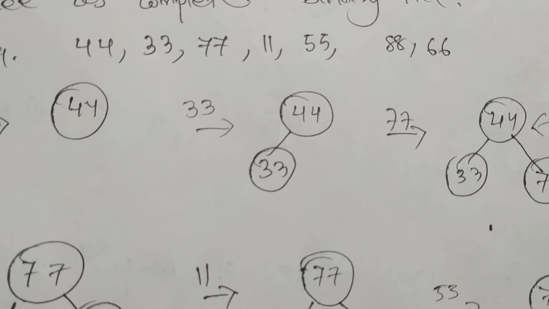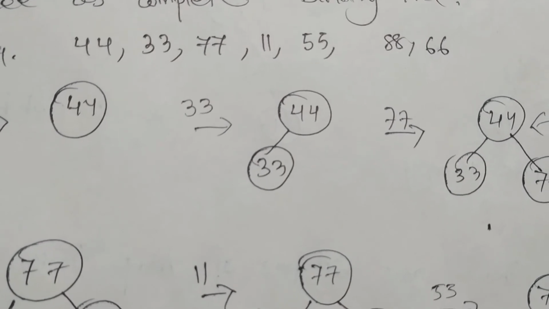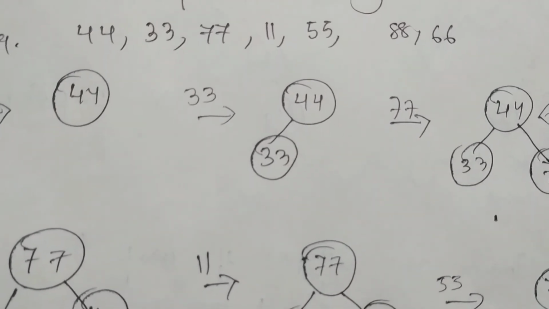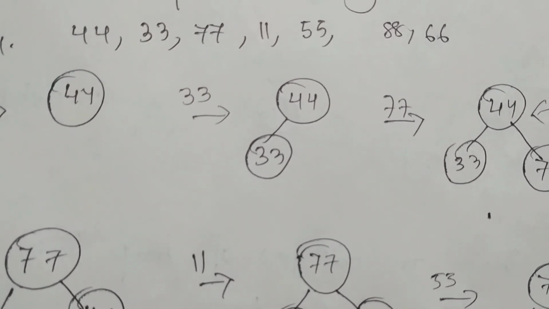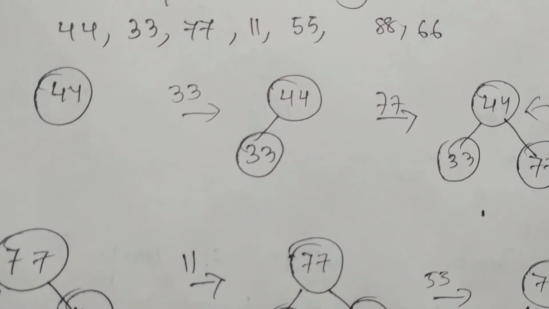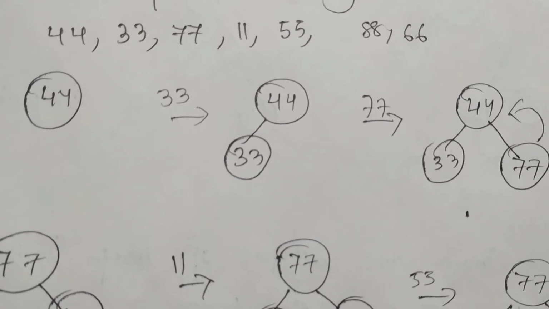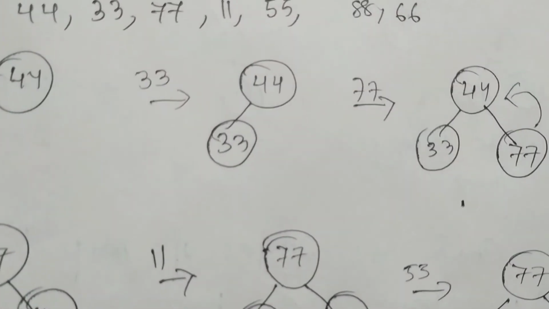Then where will 33 be inserted? It is a sequential representation. It is not a binary search tree. Okay, it is a sequential representation. So definitely 33 will be the left child. Again we have to insert the next element at the right side. So what is the next element? That is 77.